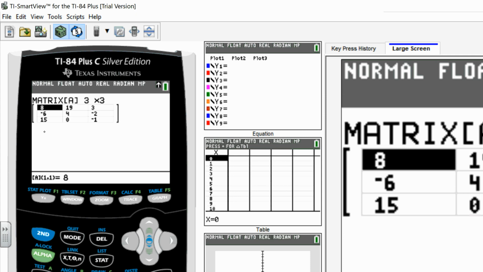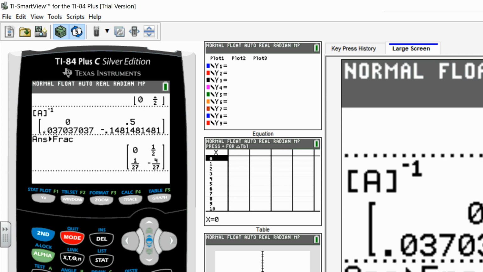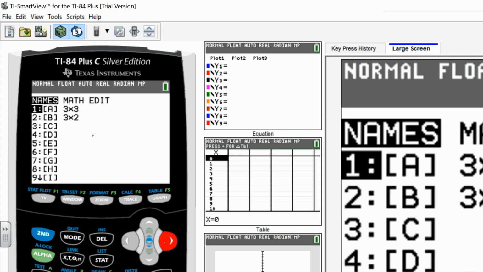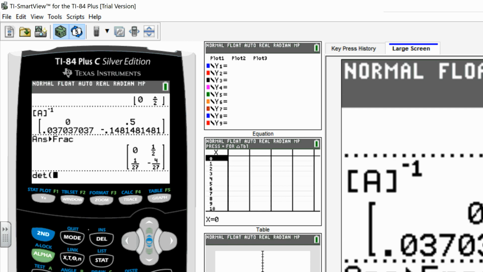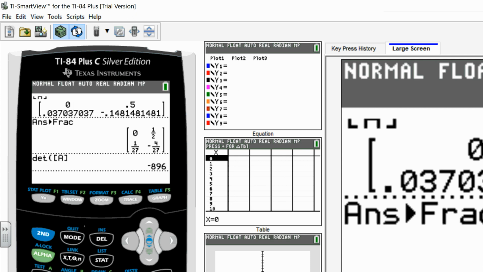Now we can go second quit, second matrix, but this time we're going to go over one to math, because the first one, DET, is our determinant. Then we can go second matrix A, enter, and it gives us the answer of negative 896. And that's it. That's all we have to do for these determinants.